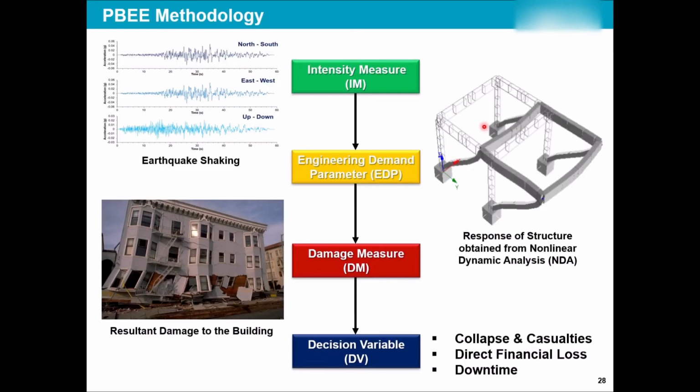Now, the methodology of this PBE can be summarized in 4 steps. Initially is the intensity measure: okay, the earthquake strikes, what are the earthquake measures? Then is the engineering demand parameter, EDP: if I apply that possible earthquake in my location to my building, what will be the response of my structure?